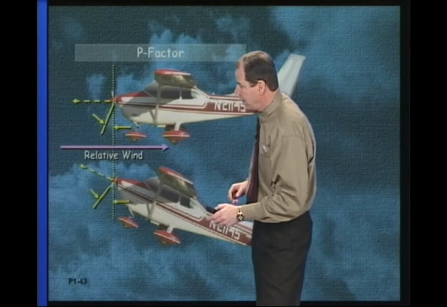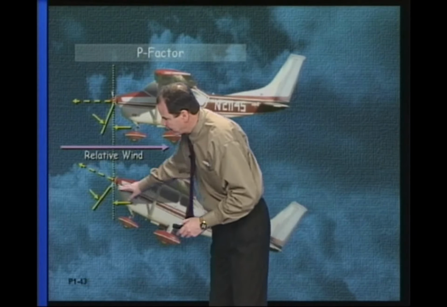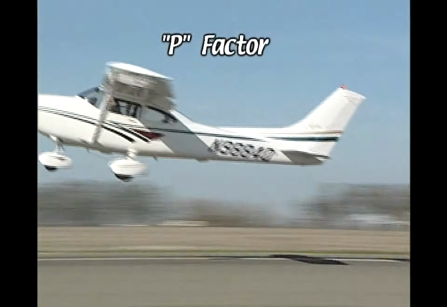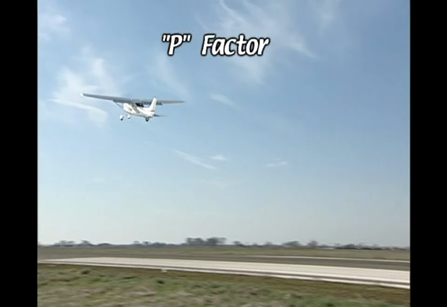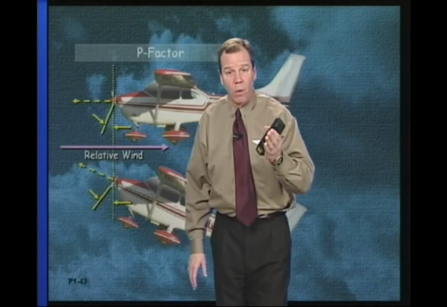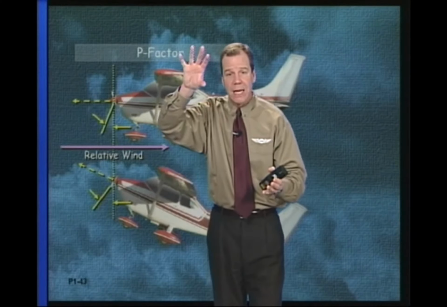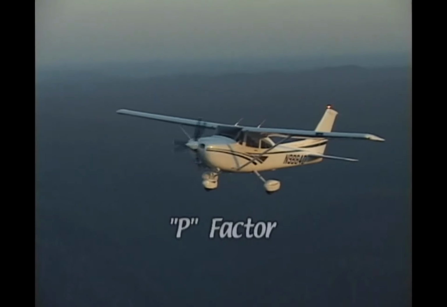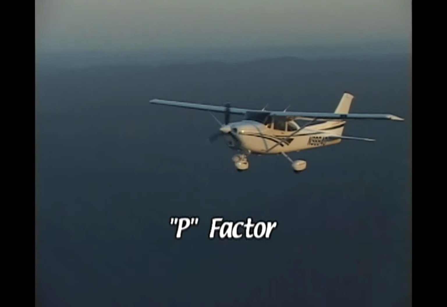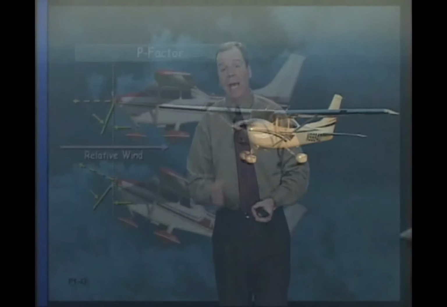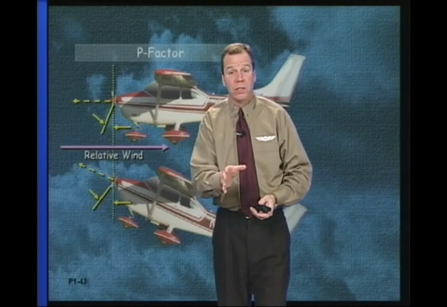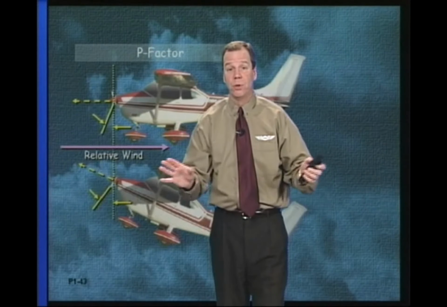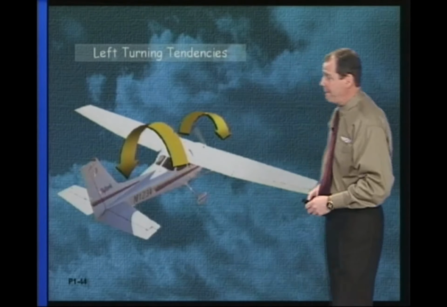All right, now you put the airplane into a climb right here. Look what happens. Our angle of attack has obviously changed. What's going on right here, the descending blade on the right-hand side is now generating more thrust than the one on the ascending or left-hand side of the airplane, and that has a tendency to yaw the airplane off to the left. All right, we'll move on.